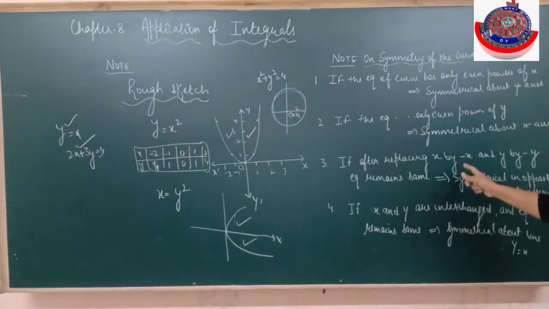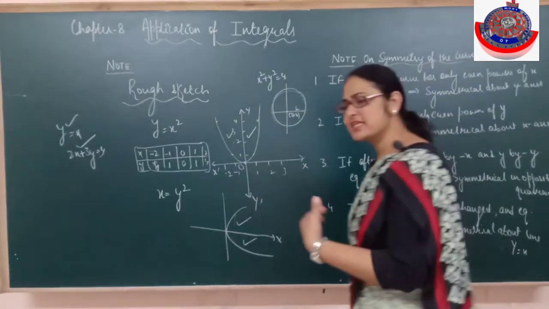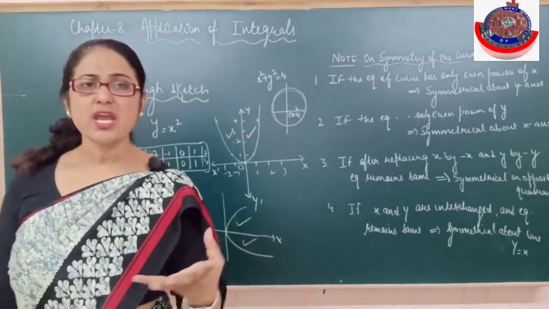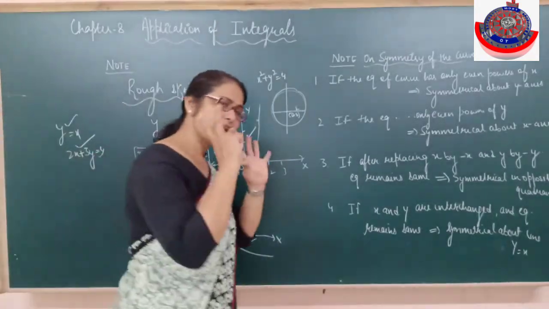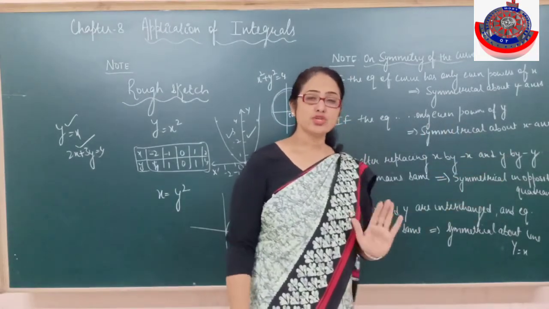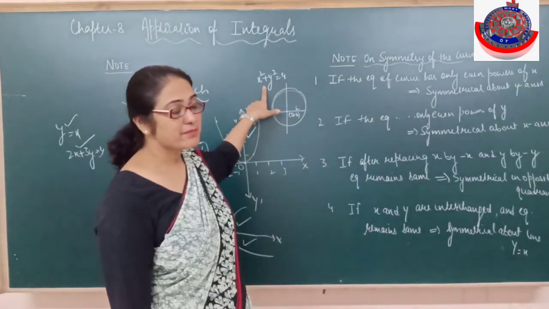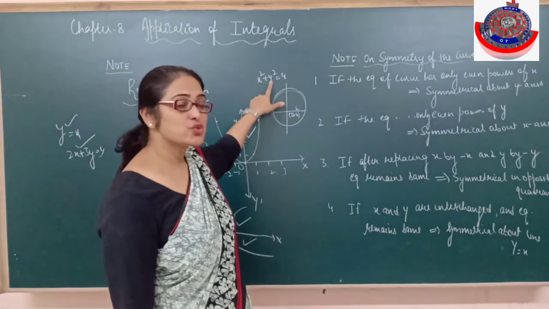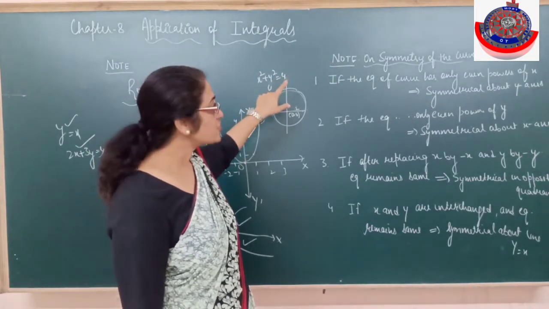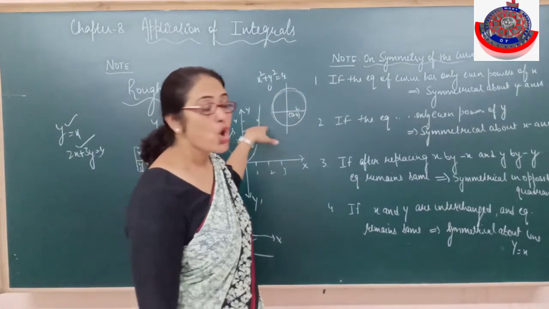Understood? And in any equation, if I replace x by minus x and y by minus y and the equation remains unchanged, it is symmetrical in the opposite quadrants. So you don't need this in much detail. You have to make a rough sketch and then solve the question. These are the points you just have to keep in mind. If I replace x by minus x and y by minus y, and the equation of the curve remains unchanged, minus x squared would be x square, minus y squared would be y square, the equation remains unchanged, so it will be symmetrical in the opposite quadrants.